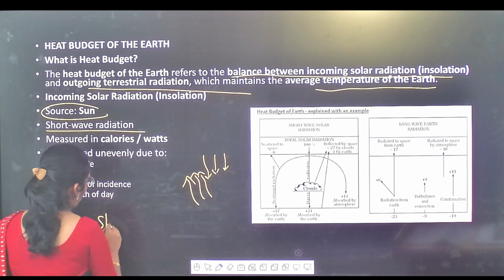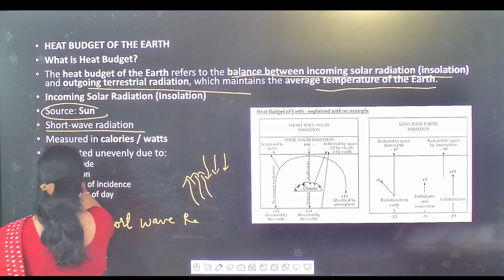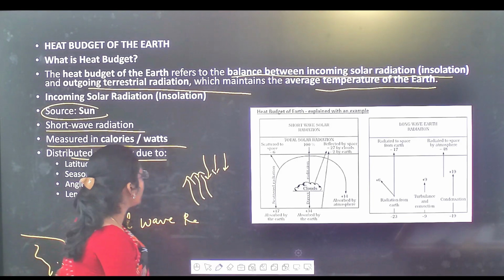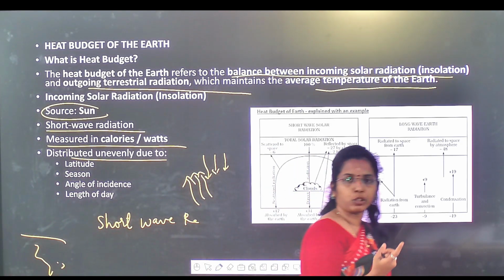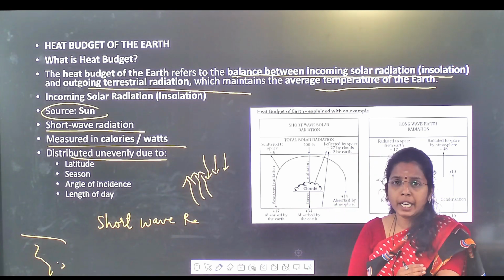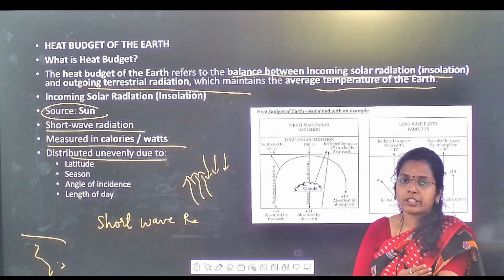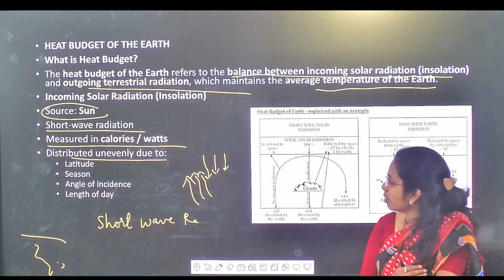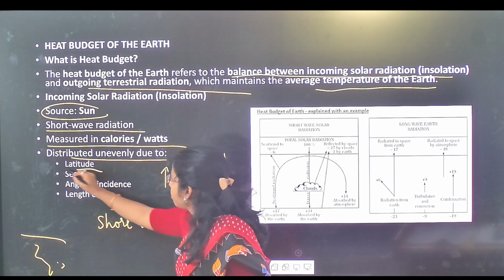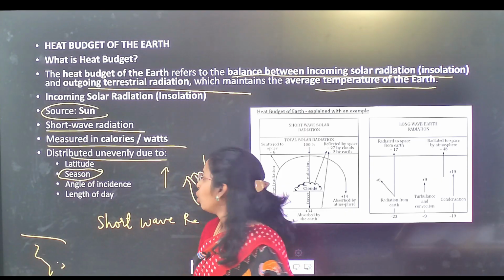Sun emits short wave radiation, measured in calories or watts, distributed unevenly due to latitude. We have seen latitude because of the equator. At the equator mostly you will see vertical rays. Because of those vertical rays you will see more solar radiation. And as you go up from the equator, the insolation decreases, and based on the season also. In summers you will see more solar radiation compared to winter seasons.